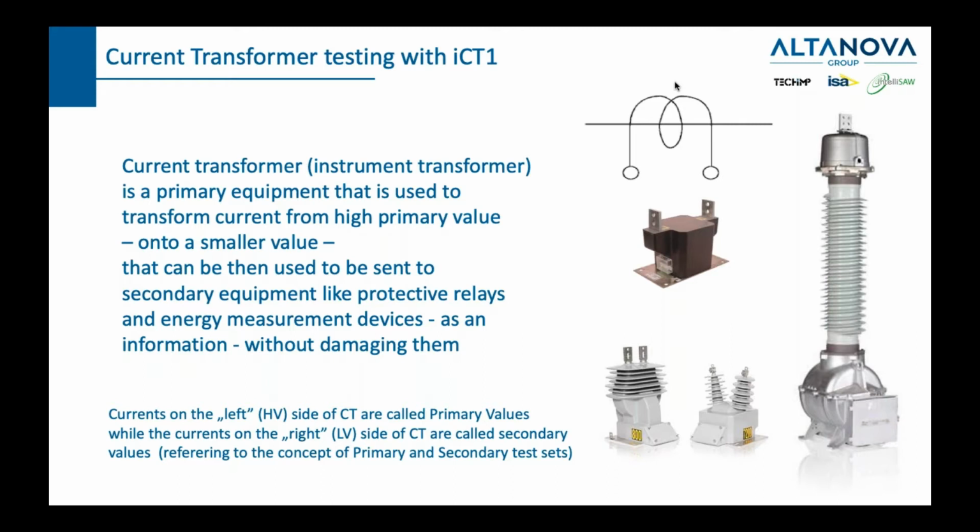So let us start. First of all, we'll talk about, of course, the current transformer, and let's define the current transformer. A current transformer is an instrument transformer, which means it is not a power transformer. It is not the big beast which is effectively used to transform high voltage onto a low voltage or vice versa. So it's an instrument transformer, and a current transformer is a primary equipment that is used to transform current from high primary value onto a smaller value that can then be used to be sent to secondary equipment like protective relays, energy measurement devices, as an information without damaging them.